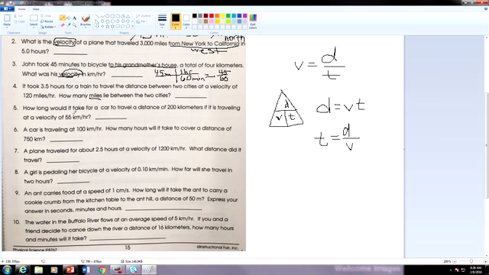Number 5, how long would it take for a car to travel a distance of 200 kilometers if it is traveling at a velocity of 55 kilometers per hour?